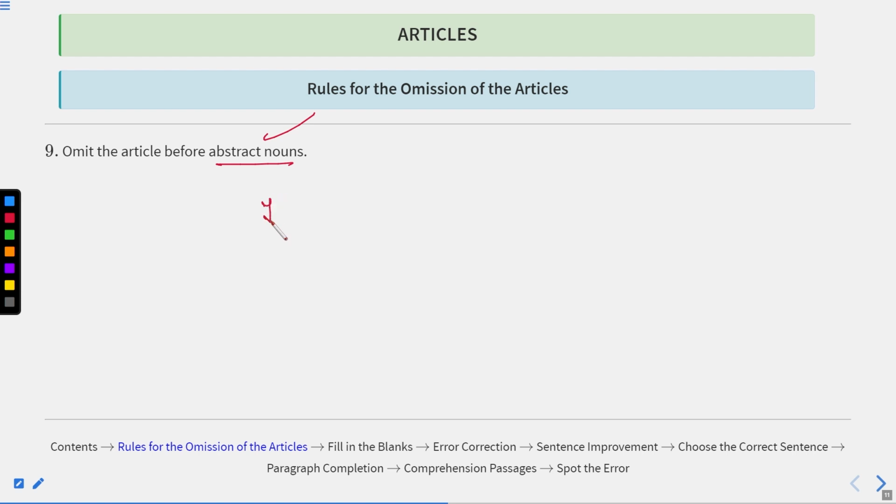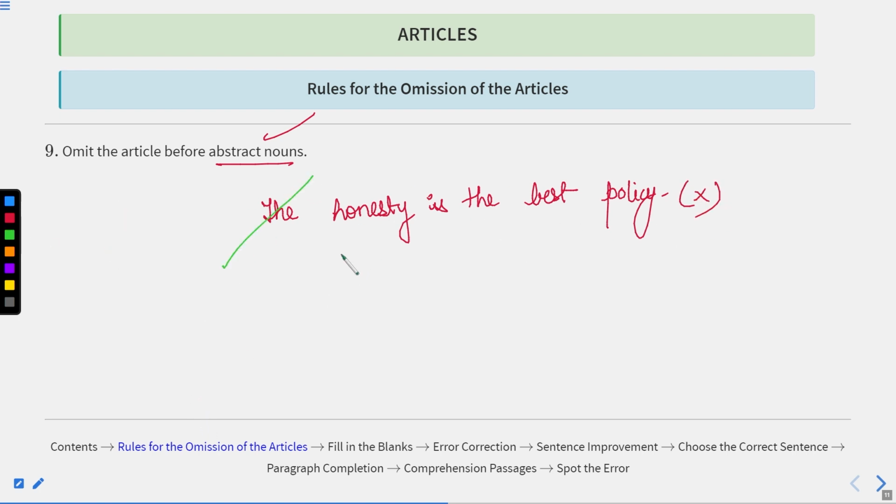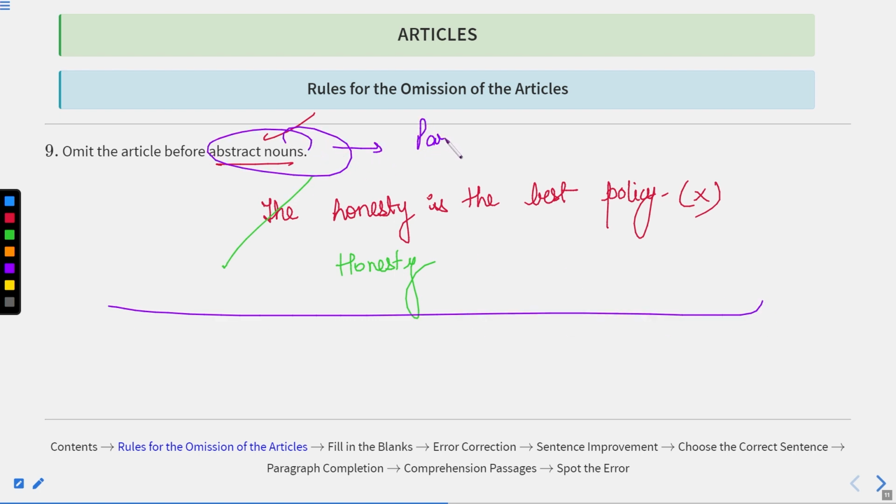For example, if I say the honesty is the best policy. The honesty is the best policy. Is this sentence correct? No, not at all. This sentence is incorrect. And what will be the rectification? We should remove the from here. It should be honesty. Honesty is the best policy. Okay. Moreover, if we make this abstract noun particular, we can use the before it. Okay, we should use the before it.